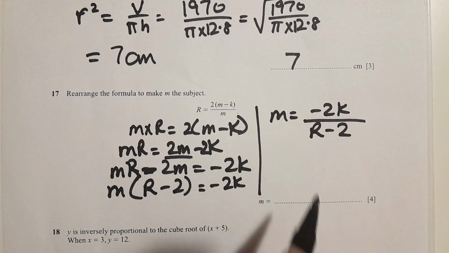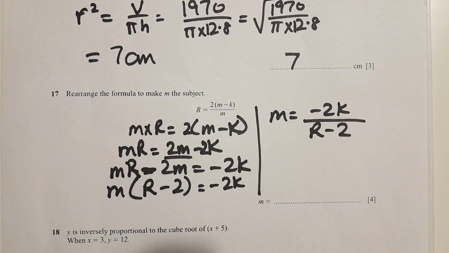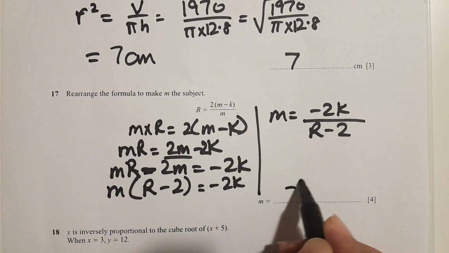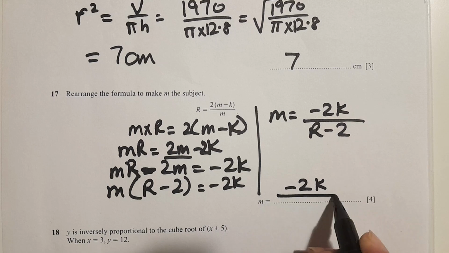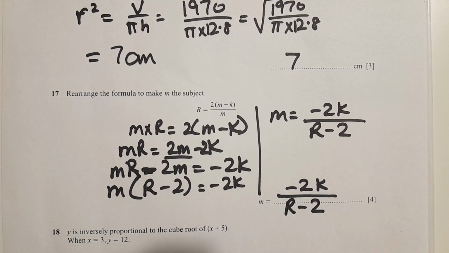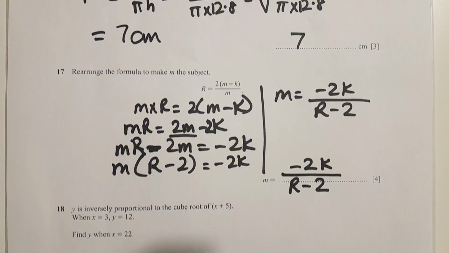So this will be the answer, minus 2k divided by r minus 2. So this will be the final answer. So this is how we will solve question 17.